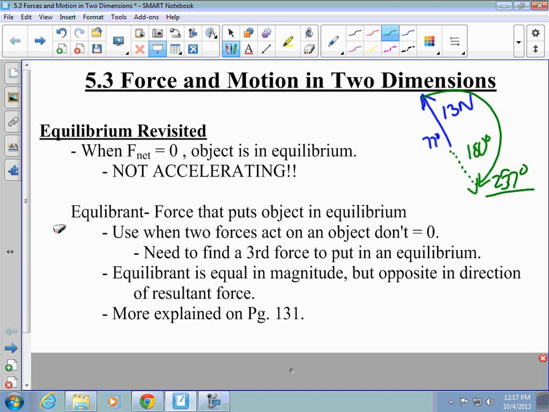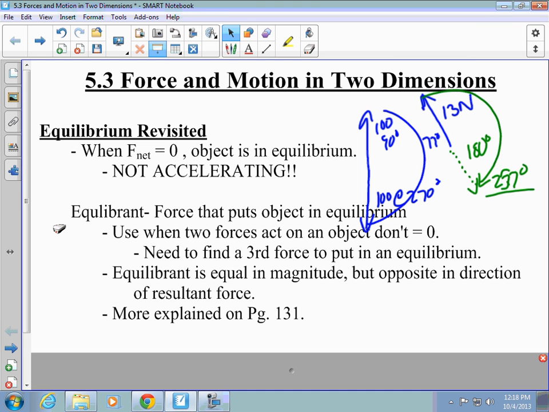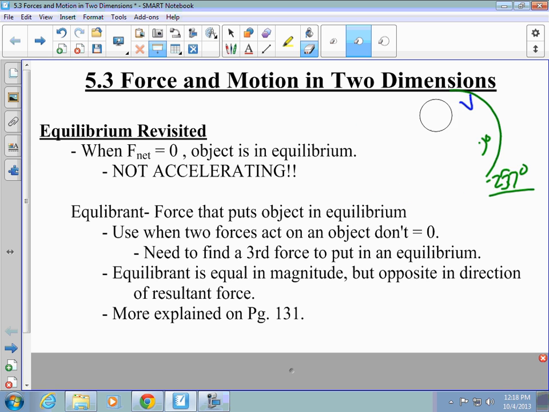So it'd be 13 newtons at 257 degrees. If I had a force going up at 100 newtons at 90 degrees, what would my equivalent be? It would be 100 newtons at 270 degrees, since it's a full 180 turn. So you're going to be put in positions where you're going to have to find two forces, and then it's going to ask you to solve the equilibrium, the equilibrium force. That's the same amount of force, just in the exact opposite direction. So that is the equilibrium force.